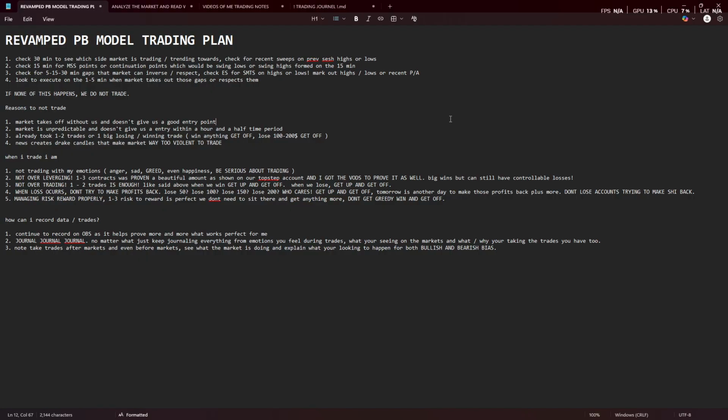It's not smart. Number four is news creates drag candles that make markets way too violent to trade. Now, obviously, I'm not a news trader. I'm not one of those CPI kids who set 30 points above, 30 points below, and then set 50 points below and 50 points above, just in case CPI goes both ways, boom, you pass this funded account. That shit is ridiculous, bro, because at the end of the day, that is gambling. That is literally gambling. So I am not one of those traders.